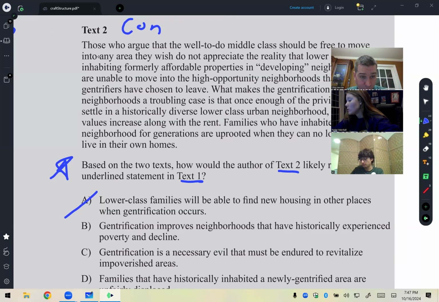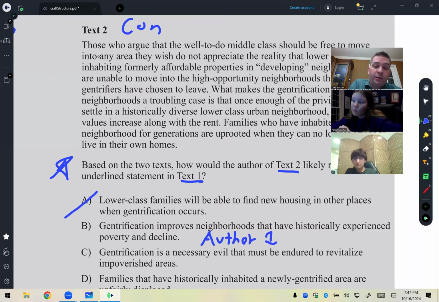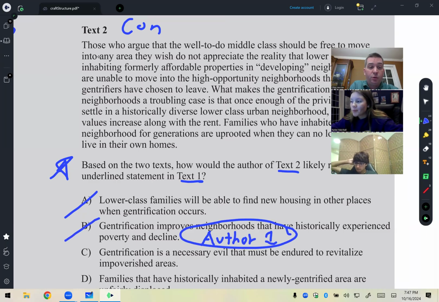Let's look at B. Would author 2 say that gentrification improves neighborhoods that have historically experienced poverty and decline? Author 2 is not going to say that, but you know who would say that? Author 1. So what I've noticed is that the wrong answers, they're from the other passage. This is what author 1 thinks, not what author 2 thinks. So you read something similar to answer choice B, but it was by author 1, not author 2. So the wrong answer choices are often from the perspective of the other author.